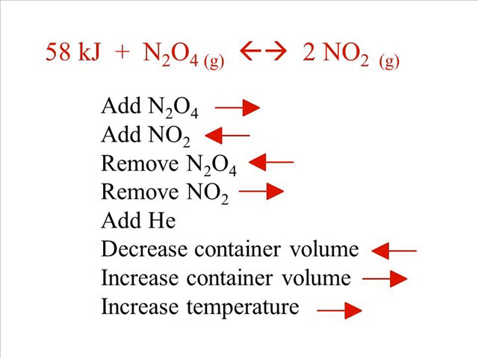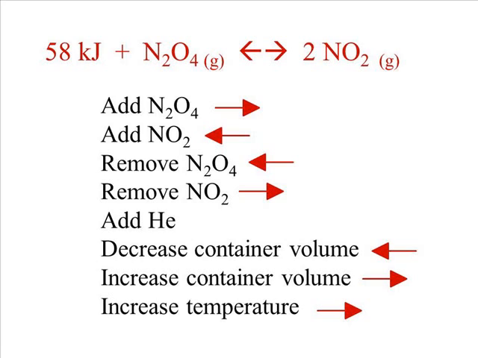So if we look at this reaction and we were to add more N2O4, you're adding a reactant that's going to shift to the right to use it up. Adding NO2 is adding a product, shift to the left to use it up. Removing N2O4 shifts to the left to make some more. Removing NO2 shifts to the right to try to make some more. Adding helium will not change the equilibrium.